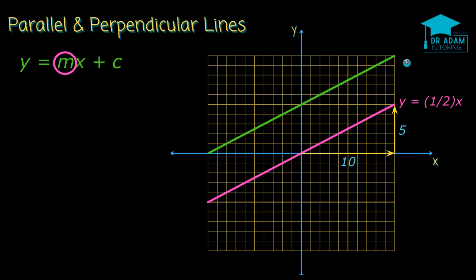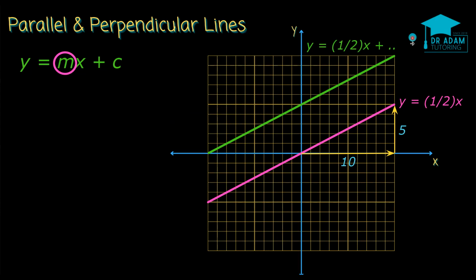Now, these lines are parallel, so that already tells us what the coefficient of x will be for the equation of this green line. It's going to be the same as the coefficient of x for the pink line because the gradients must be equal. Okay, so that's the first important point, is that 2 parallel lines will have equal gradients. So that gives us our m value of 1/2.